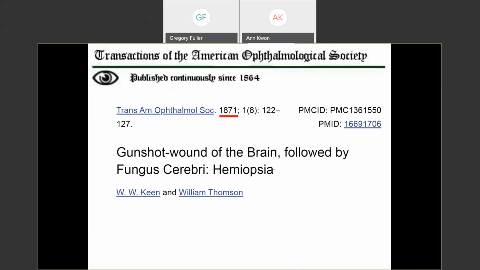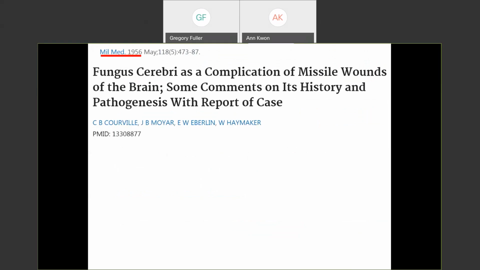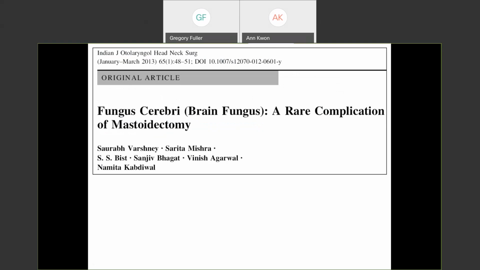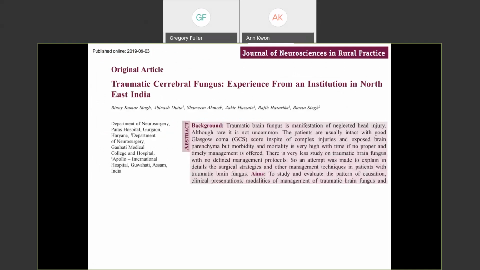1871. Transactions of the American Ophthalmologic Society. Gunshot wound to the brain followed by fungus cerebri, hemianopsia. Here's military medicine, 1956. 2 very famous neuropathologists, Courville and Webb Haymaker. Fungus cerebri is a complication of missile wounds in the brain. This was Civil War. Fungus cerebri, brain fungus. This is pushing it a little bit. They actually translated it for us, a rare complication of mastoidectomy. They're not talking about fungal infection. They're talking about herniation. It turns out that a lot of the recent examples of this transcranial herniation are in mastoidectomy patients, and so relevant to the head and neck world.